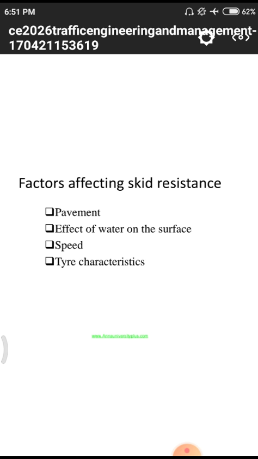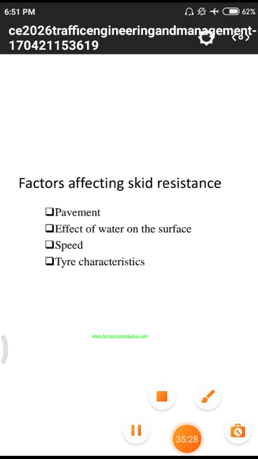Next one is the effect of water on the surface. In the previous case I explained an example. If water is available, automatically there is no friction. Why? Because the total force will be absorbed by the water molecules. Due to this absorption, there may be a layer on the road surface, and due to this layer there is less friction on the roads.